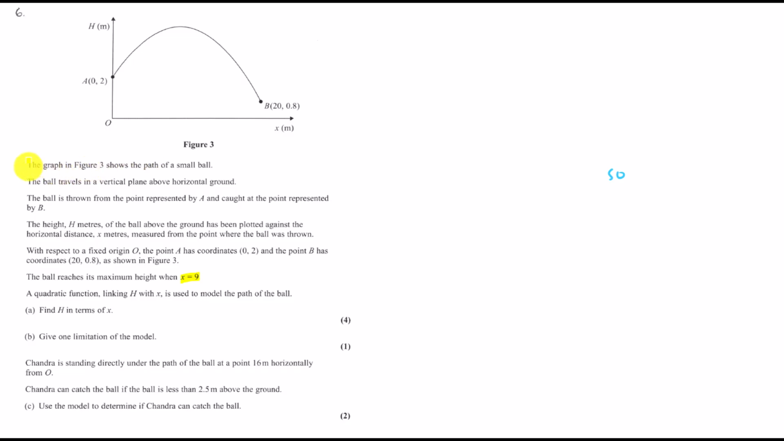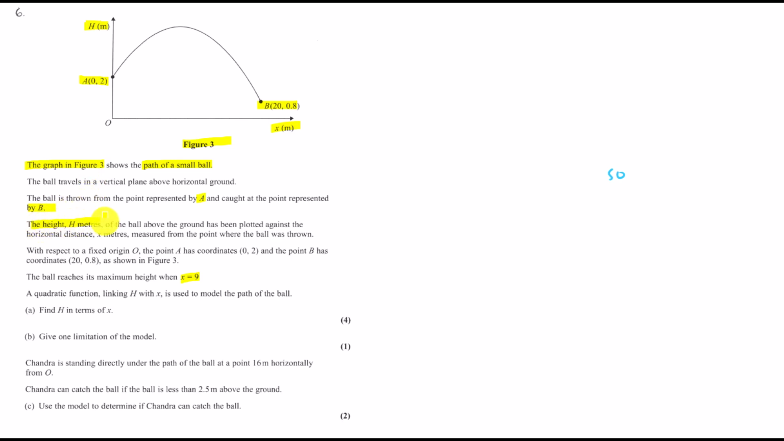Okay, let's look at the keywords. We've got a graph in figure 3. It's a path of a small ball. The ball is thrown from the point represented by A. That's at (0, 2). This has got to be relevant information. This has to be used at some point. It's represented by B. So this is a graph of H against x. So instead of y, we have an H here.